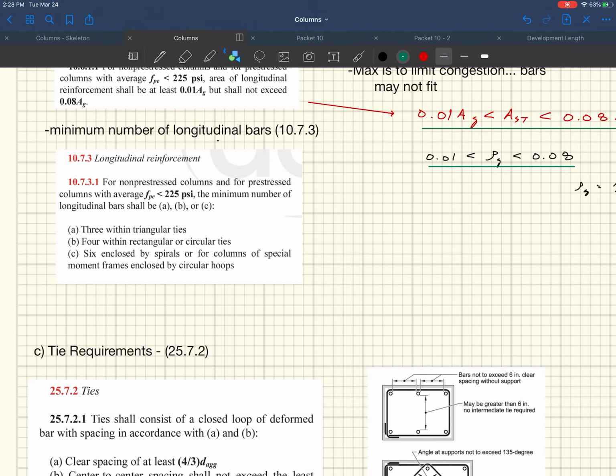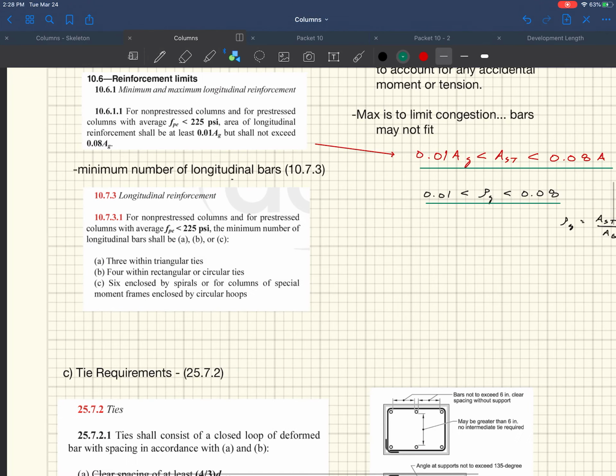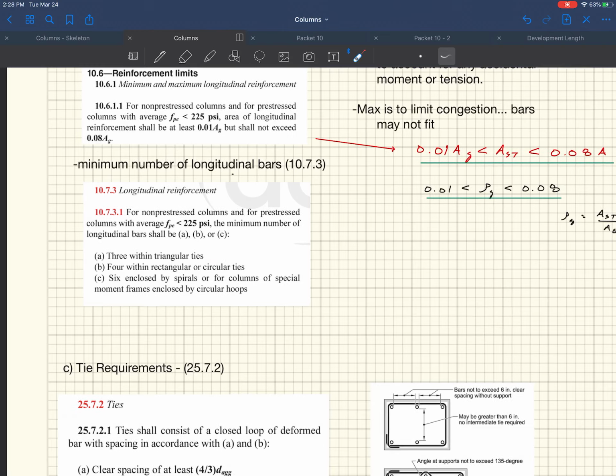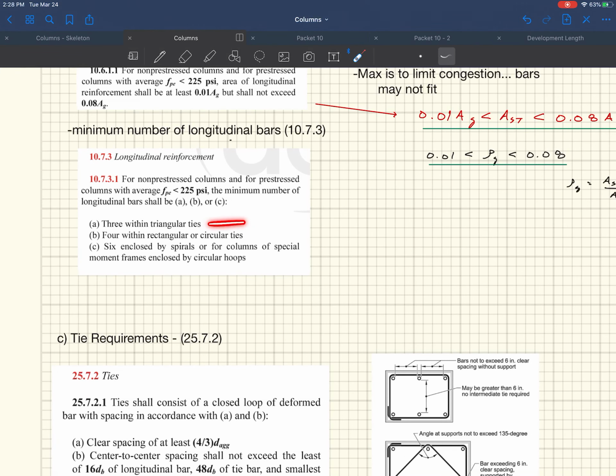And then the next thing was the minimum number of longitudinal bars that are required. And this one kind of makes sense as well. You have a minimum amount of steel, but then you also have a minimum number of bars. And what does that say? For non-prestressed columns, which we have, the minimum number of longitudinal bars is: A, 3 within triangular ties. I've never seen triangular ties, but it has to have 3 if you have them; B, 4 within rectangular ties; and C, a minimum of 6 if you have a spiral reinforced column.